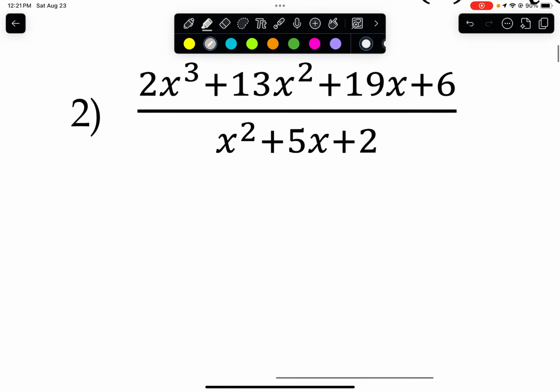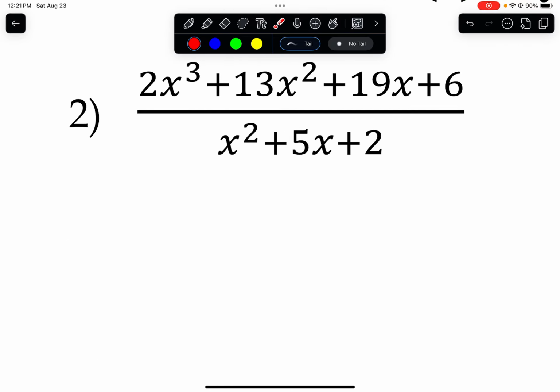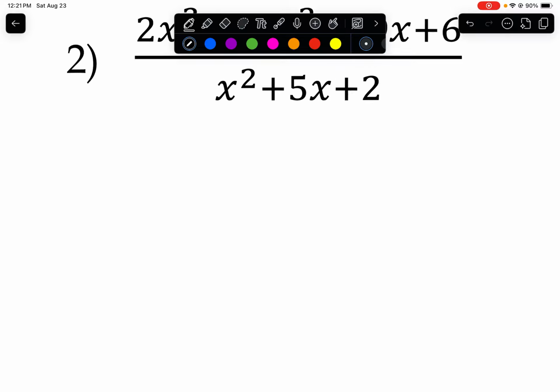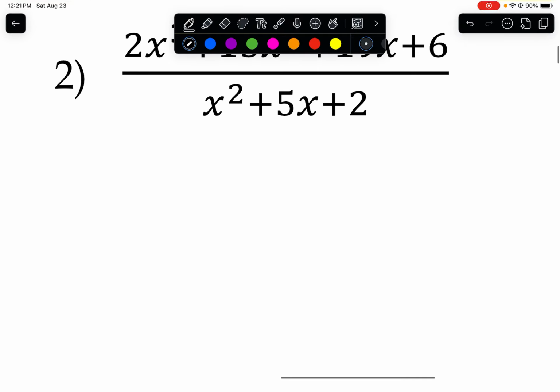Now if I look over at number 2, and I look at my divisor over here, I'm seeing I'm dividing by a quadratic, so just something that's nonlinear. When I'm dividing by something that's nonlinear, that tells me I will need to do long division. So I'm going to go ahead and set up my fancy little house.